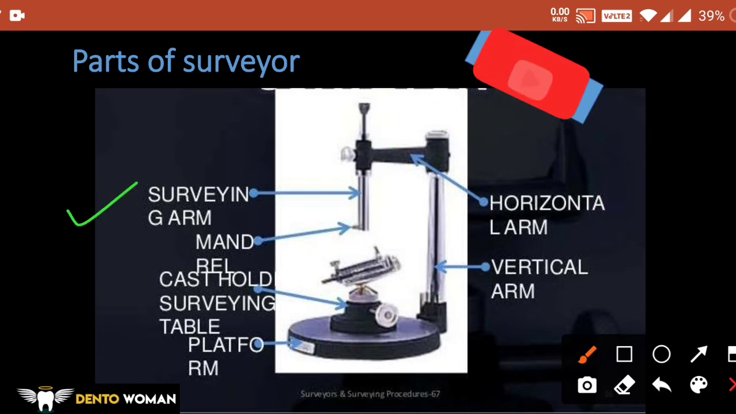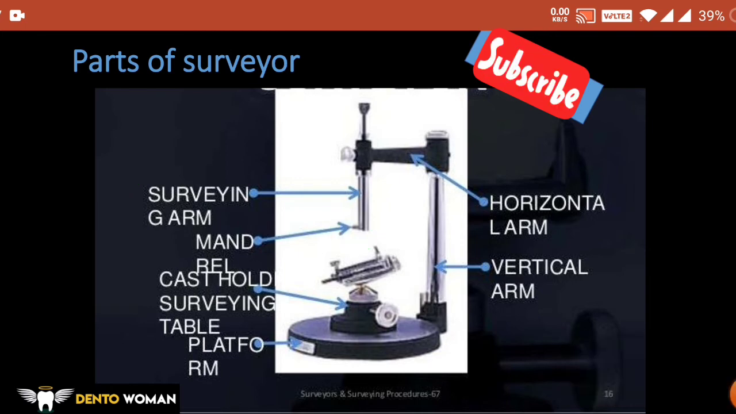Talking about the surveying arm, it extends vertically from the free end of the horizontal arm. It is parallel to the vertical arm. It can move upward and downward. The lower end of this arm has a mandrel into which tools used for surveying can be locked in. In Jalenko surveyor, the surveying arm is spring-loaded, whereas in Ney surveyor, it is positioned by a locking device.